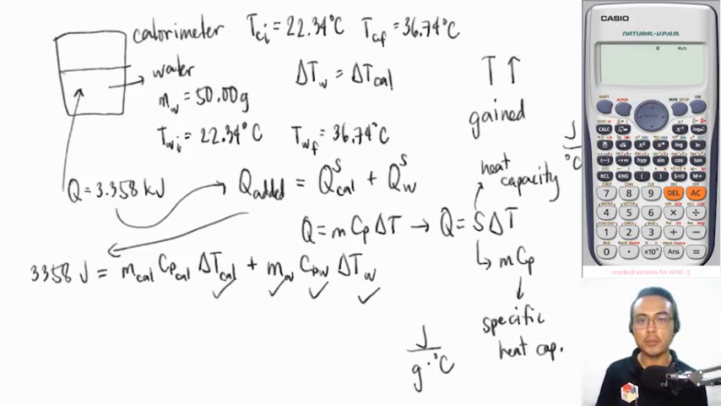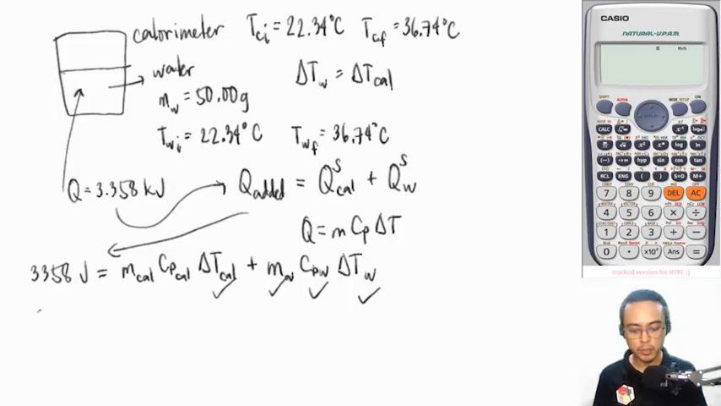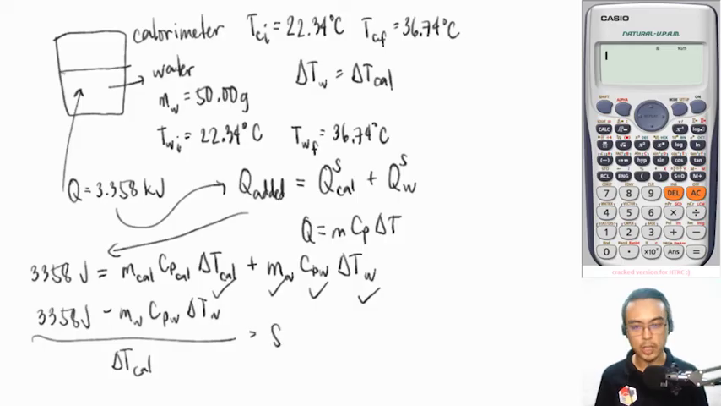So that's the difference between heat capacity and specific heat capacity. Although in some cases, the terms specific heat capacity and heat capacity are being used interchangeably. So it's up to you to recognize if the given quantity is specific heat or heat capacity based on its units. Okay, going back to our energy balance, the mass of the calorimeter times the specific heat capacity of the calorimeter can now be substituted as the heat capacity of the calorimeter. And we can now solve for the heat capacity of the calorimeter. Rearranging our equation gives 3358 joules minus mass of water, Cp of water, delta T of water, all over delta T of the calorimeter, and that is equal to the heat capacity of the calorimeter, S sub cal, S calorimeter.